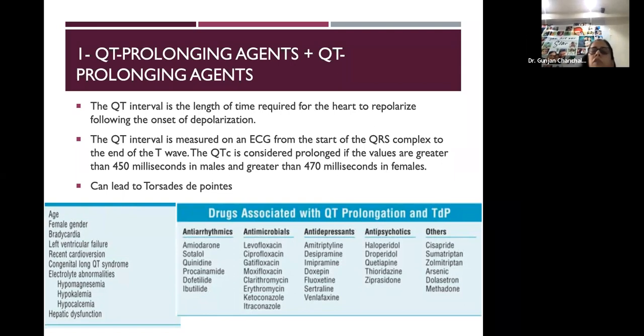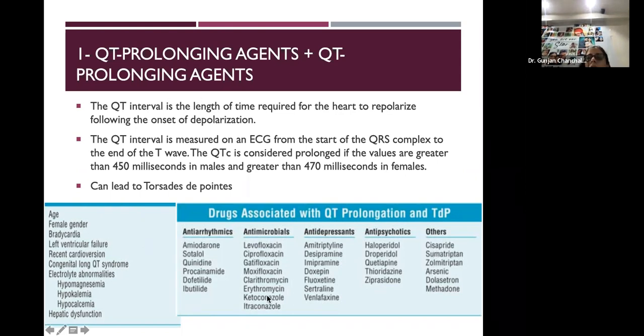Mainly, we have a lot of drugs in the ICU which are QT prolonging agents. Many antimicrobials like quinolones and macrolides cause QT prolongation. Antiarrhythmic drugs like amiodarone, sotalol, and quinidine cause QTc prolongation. Then antidepressants or antipsychotics, which may be used in ICU delirium, like haloperidol, will also cause QT prolongation. And other drugs like cisapride, which we use for increasing gut motility, will cause QT prolongation.